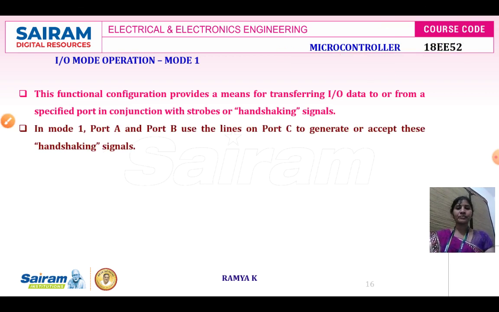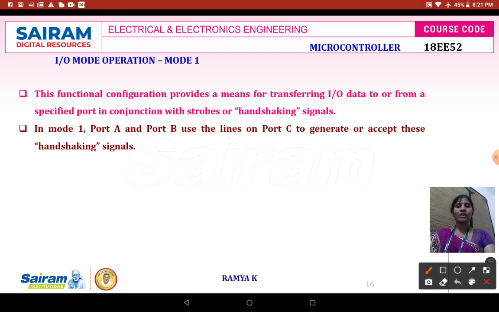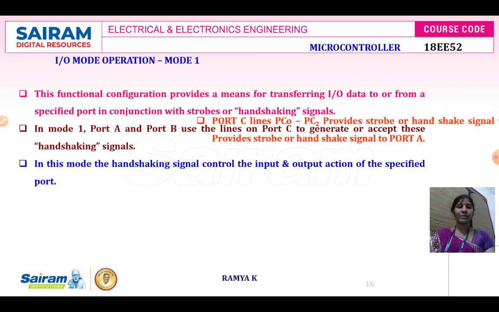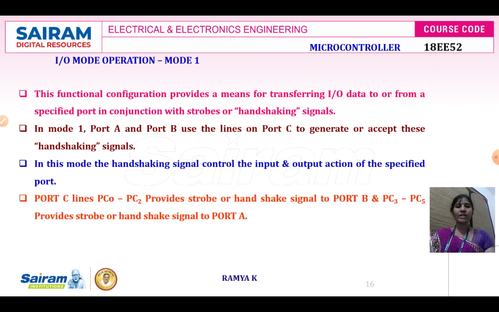Next, in mode 1, as we discussed, port A and port B are going to use the IO lines, whereas port C will generate or accept these handshaking signals. In this mode, the handshaking signal will control the input and output action of the specified port, because here we are going to use both port A as well as port B. So when you are using handshaking signals in this mode, the input and output action of a specific port, either port A or port B, can be controlled. And port C will drive the strobe or handshaking signal.